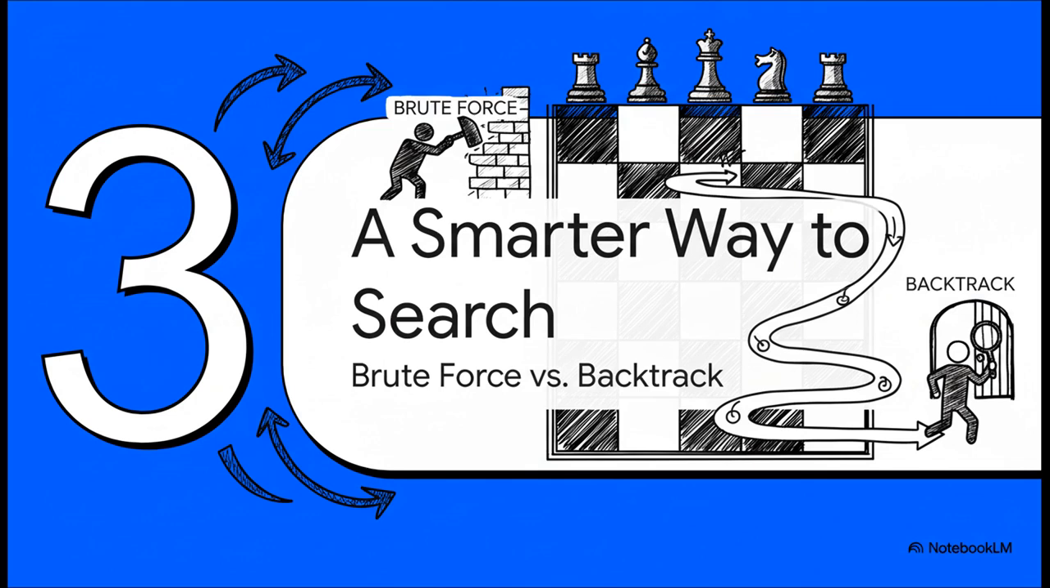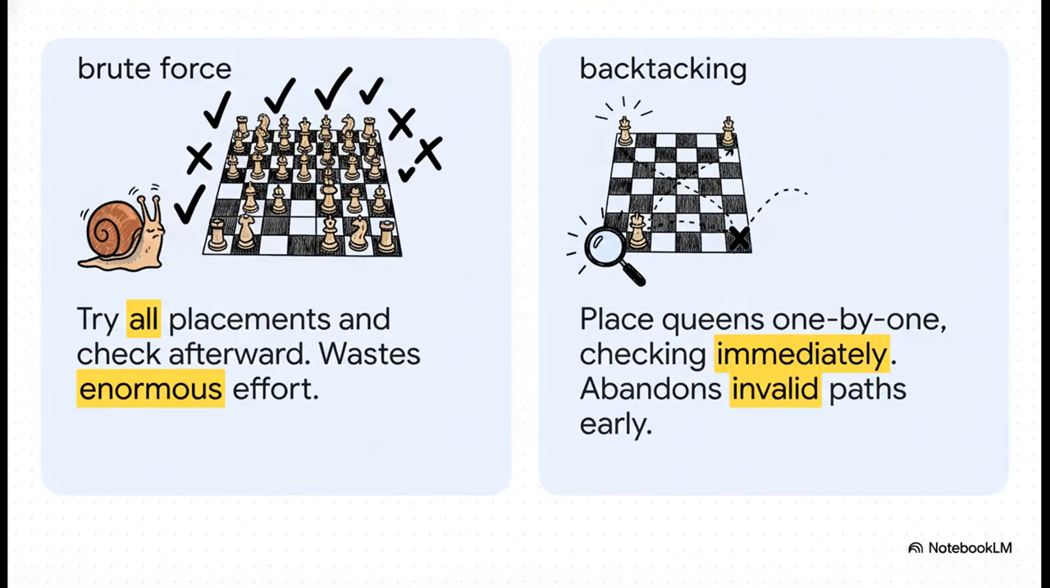All right, so if brute force is out, if trying everything is a terrible idea, what's the smarter way to search? Well, if you remember our last session, you've probably already guessed the answer. This is a perfect job for backtracking. And this really shows the night and day difference. The brute force way is just chaos. You throw all the queens on the board randomly and then check if it worked. Total waste of time. Backtracking, though, it's methodical.